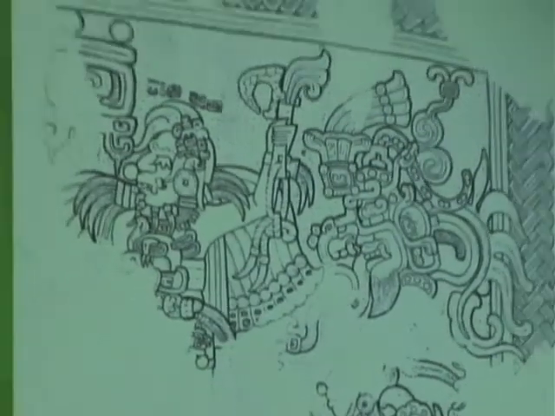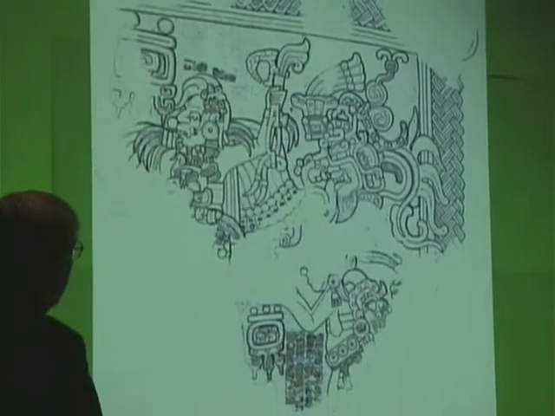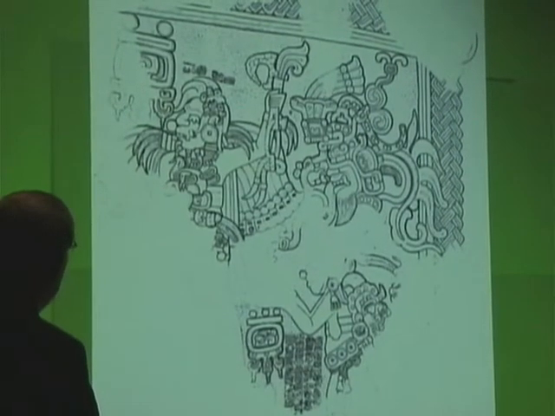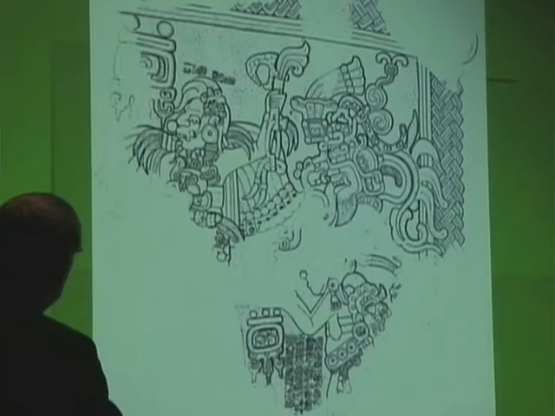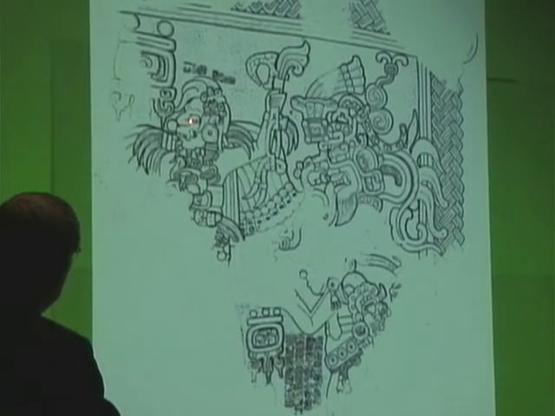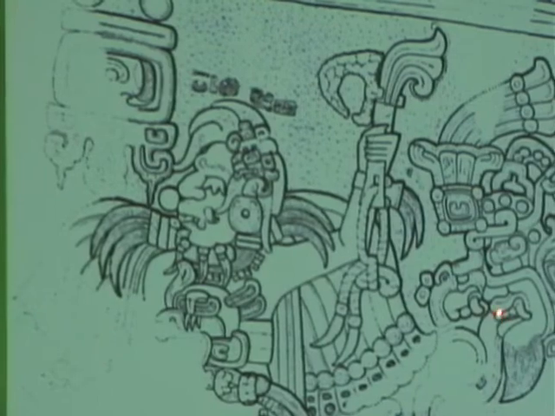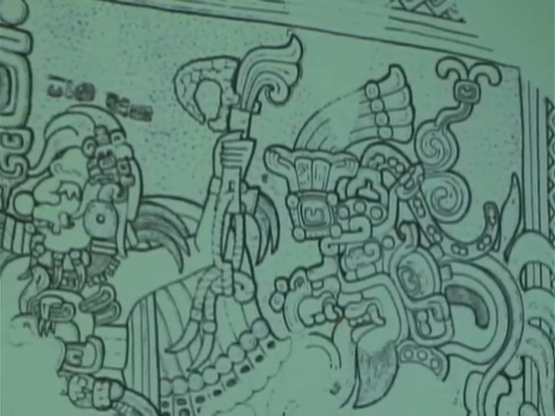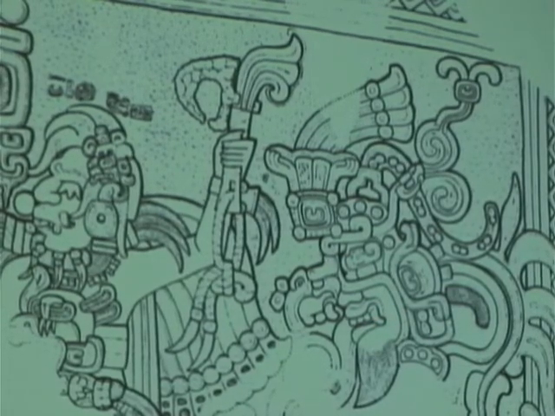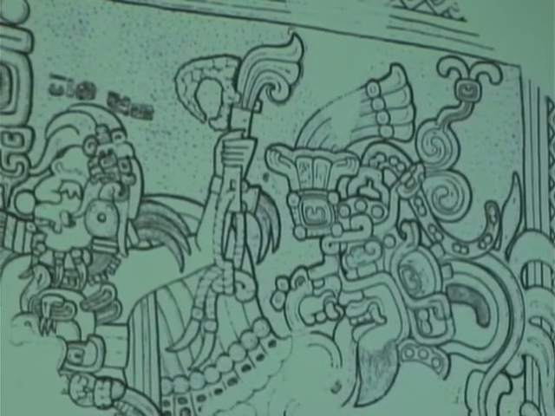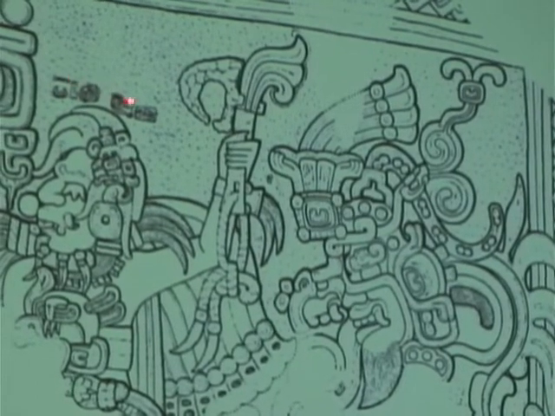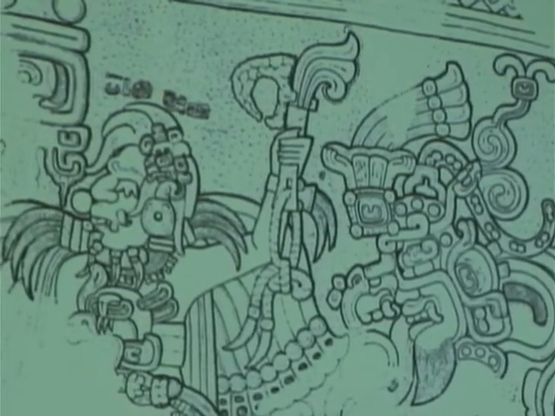Now, this is a drawing of the so-called steliton, or the throne. You can see the one individual here has a trident upside down over his eye. He has the axe here. Here's a bearded kind of monstrosity that looks like it has the canines of a jaguar. There's a serpent in there, and there are some glyphs up here that have been pretty well eroded. There's quite a number of glyphs down here.